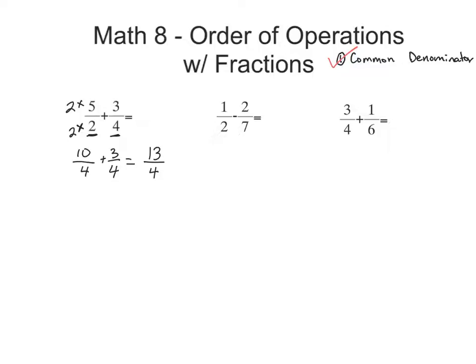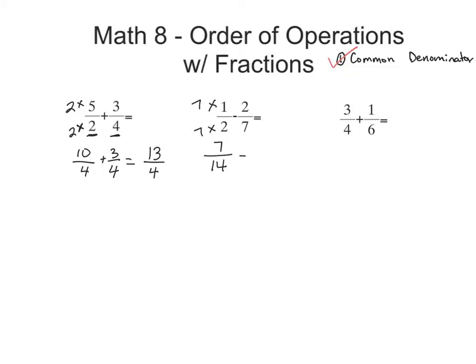So we have to multiply 2 by something to make it 14. That'll be 7. What you do to the bottom, you have to do to the top. So 7 times 1 is 7. 7 times 2 is 14.